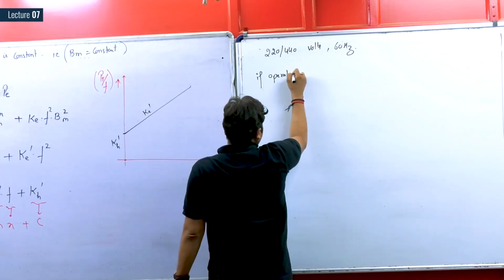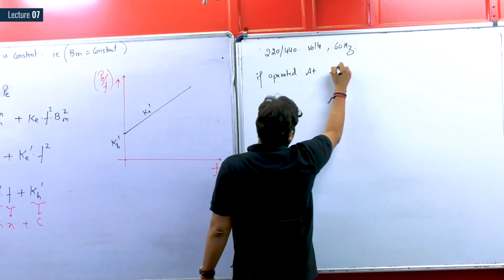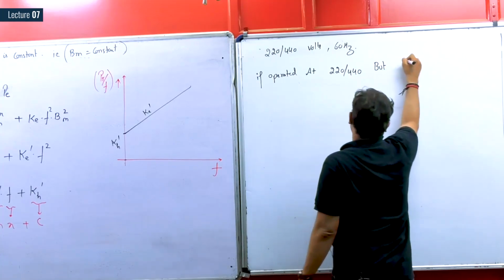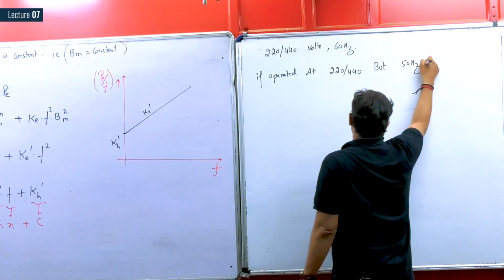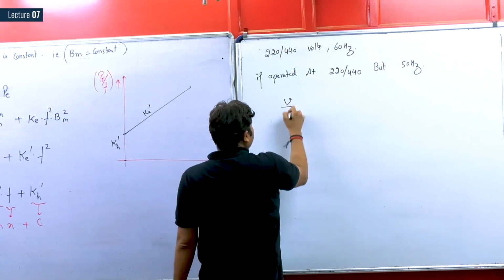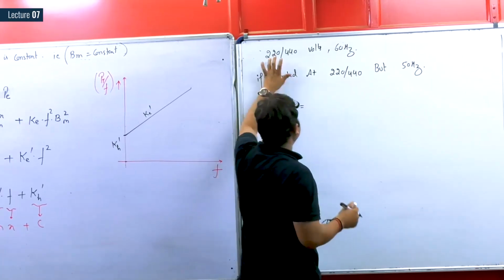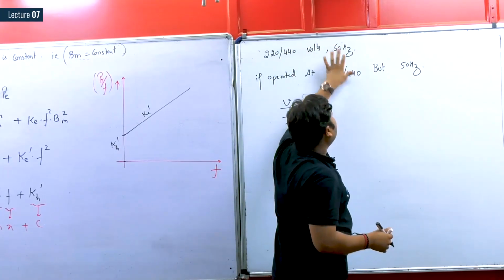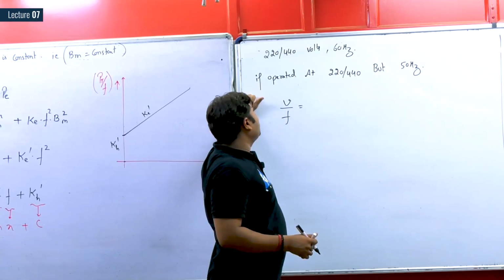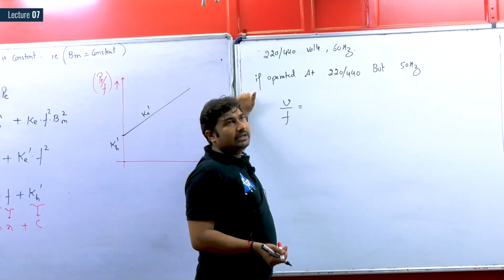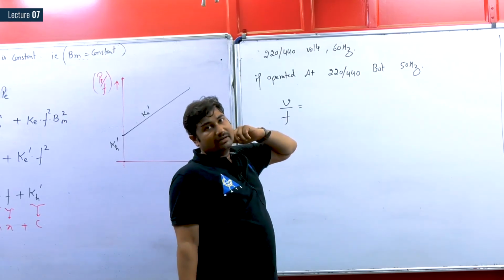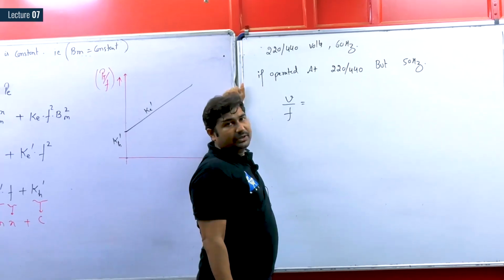So if I operate this transformer at the same voltage level but at 50 hertz, then what happens? Sir, V by F is not constant. Either you can observe the HV side voltage-frequency ratio or the LV side voltage-frequency ratio, because in a transformer you can apply the source on any side, HV side or LV side. It totally depends on your application whether you need to step down or step up.